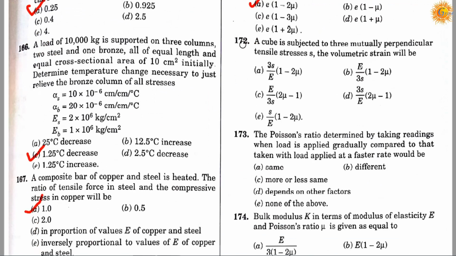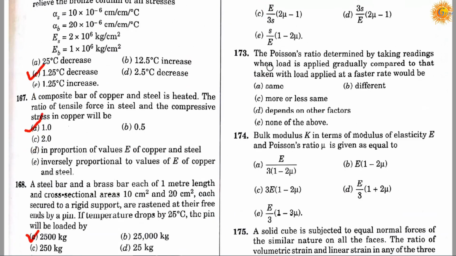Question number 172. A cube is subjected to 3 mutually perpendicular tensile stresses S. The volumetric strain will be option A, 3S divided by capital E in the small bracket 1 minus 2 mu, option B, E divided by 3S in the small bracket 1 minus 2 mu, and option C, E divided by 3S into 2 mu minus 1, and option D, 3S divided by E in the small bracket 2 mu minus 1, and option E, S divided by E and 1 minus 2 mu. Correct answer is A, it will be 3S divided by E in the small bracket 1 minus 2 mu.